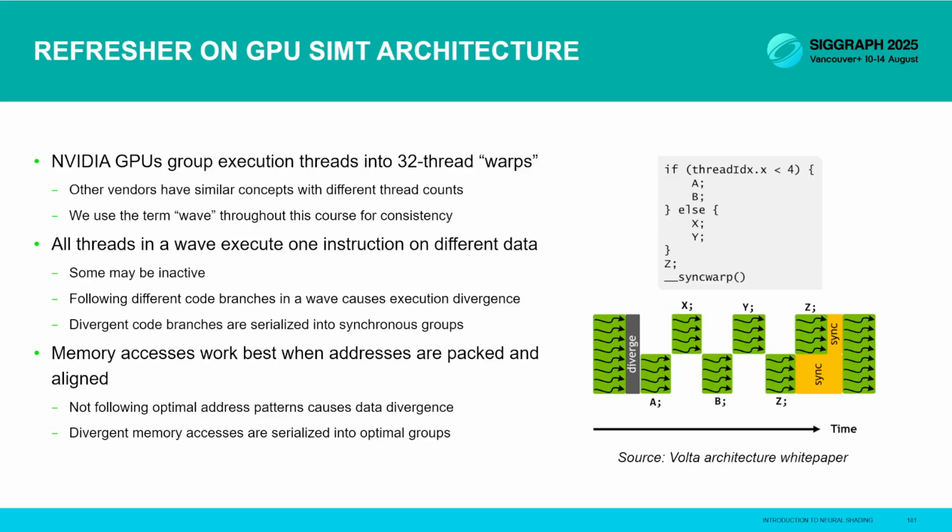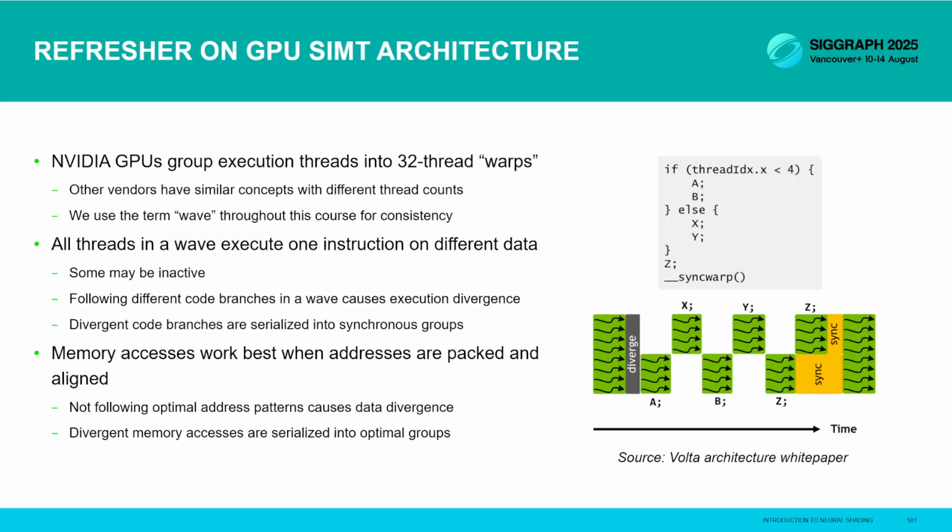Like I mentioned, NVIDIA GPUs group threads into groups of 32 called warps, sometimes referred to as waves or subgroups. AMD and Intel GPUs have similar concepts. In this course, we're using the term wave for consistency, and this is what Slang uses also. A single SM, or streaming multiprocessor, takes instructions from the program one by one and executes each of them on all 32 threads at the same time. But the program usually assumes that it doesn't happen, that every thread is independent.